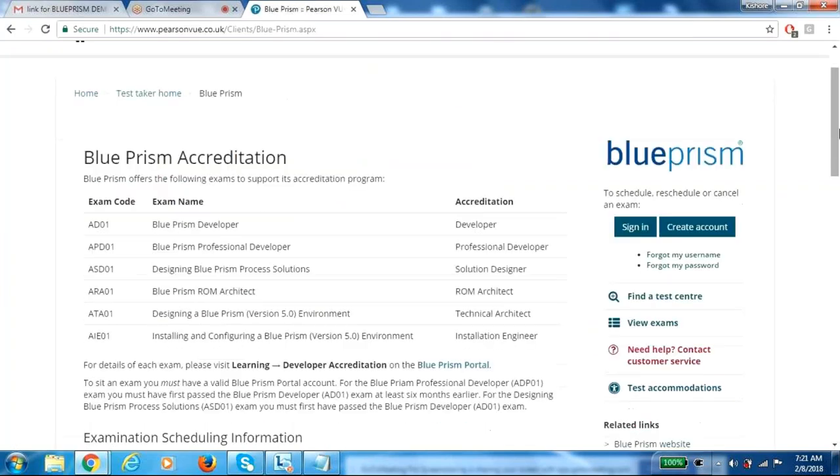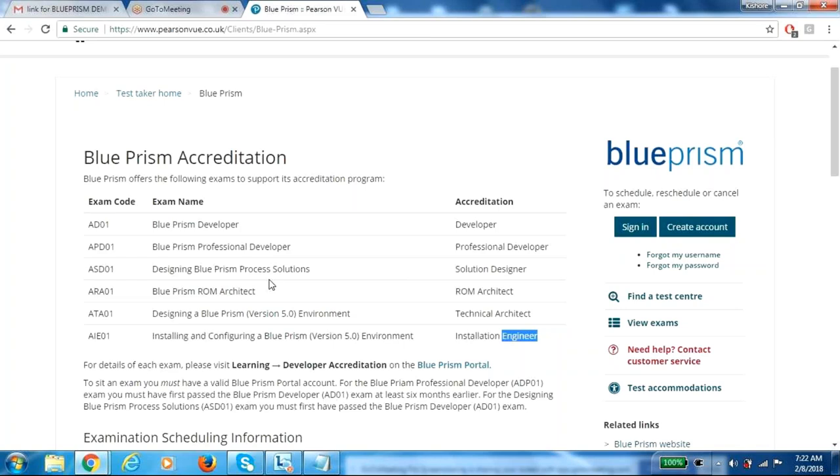I'll give you Pearson VUE, Blue Prism. Pearson VUE provides the Blue Prism certification. These are all the different Blue Prism certifications we have: entry level Blue Prism developer, Blue Prism professional developer, advanced level, Blue Prism process solutions, architect, and Blue Prism installation. These are all the different roles of the certifications we have. According to your experience and interest, you can choose any one of the certifications. They charge around $65 for the certification. But don't worry about the certification at this stage.